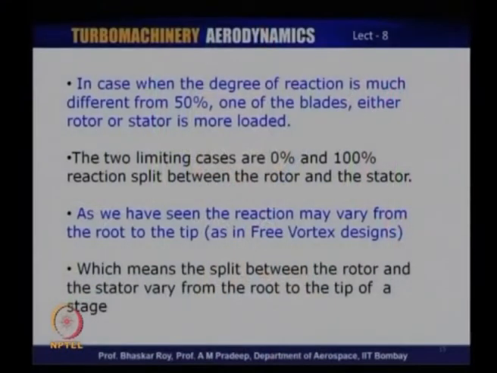The other possibility which we talked about is constant reaction blading, where the entire blade has constant reaction, and in which case also there are three possibilities, the 0%, 50% and 100%. Let us see what that means actually. When you have a 50% reaction blading, the blades are equally loaded. When they are other than 50%, you have to remember that either the rotor or the stator is going to be more loaded. Okay.